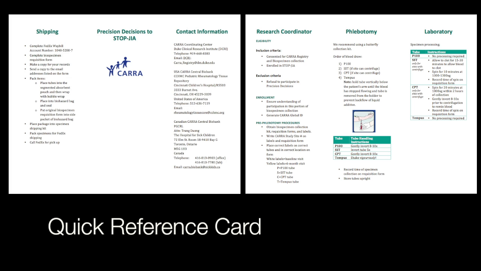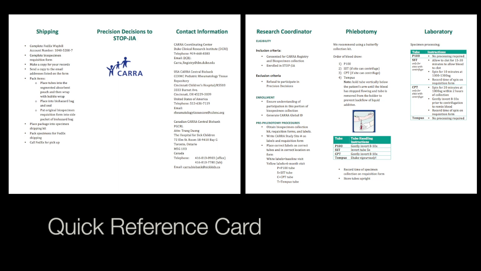As the name suggests, the Quick Reference Card is intended to serve as an easy-to-follow, quick information and instruction guide for staff involved in all aspects of the Precision Decision study at your site. More detailed information and instructions can be found in the MOOC for Precision Decisions, so please refer to the MOOC as needed.